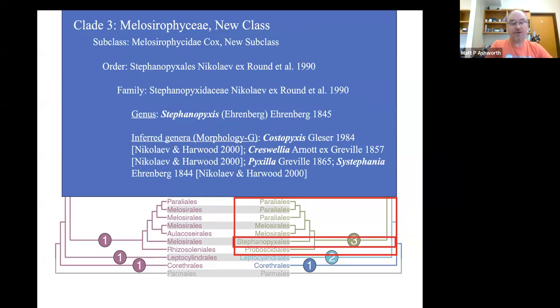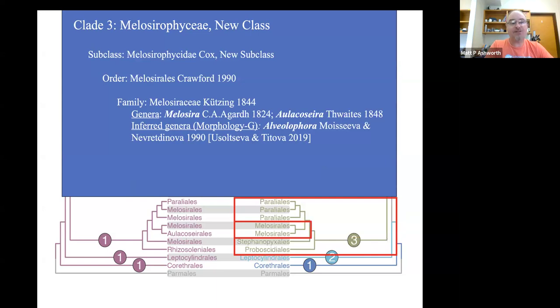And then we get into the other subclass there, the Melosirophyceae, with the Stephanopyxidales, Stephanopyxidaceae, Stephanopyxis, which was included in the analysis, and then genera inferred from the morphology. These are entirely fossil genera, with Costopyxis, Creswellia, Pyxilla, and Cystophaenia. And then to round out the Melosirophyceae, we have our Melosirales, which again, for the phylotranscriptomic analysis, included Melosira and Aulacosira, and then we included Alveophora based on the morphology published in Ulitsheva and Titova 2019.